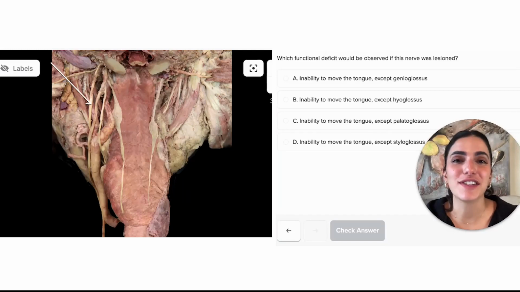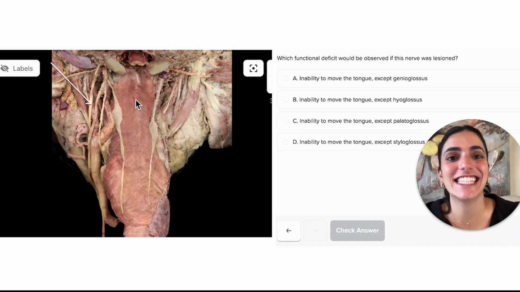Which functional deficit would be observed if this nerve was lesioned? Gabby here from Med School Bootcamp, and here we're looking at a dissection along the posterior aspects of the pharynx.